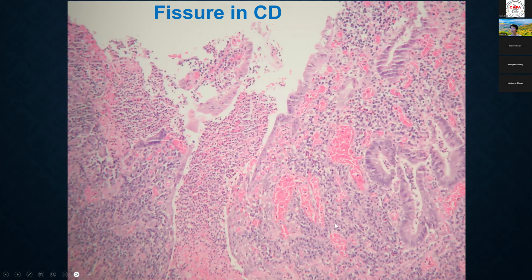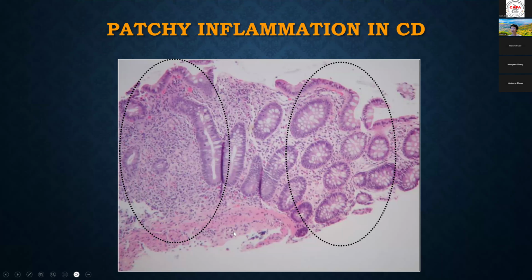In Crohn's disease, you may see some unique features, for example, fissure, which is a very deep ulcer. Sometimes we describe it as a knife cut, and you can see the inflammatory cells go all the way deep into the tissue. In Crohn's disease, you often see patchiness of inflammation, involving the left side of the biopsy, but the right side looks completely normal.